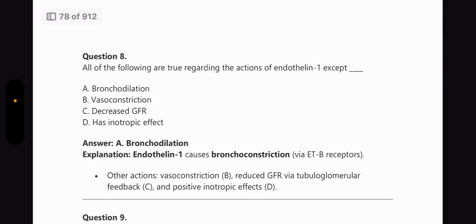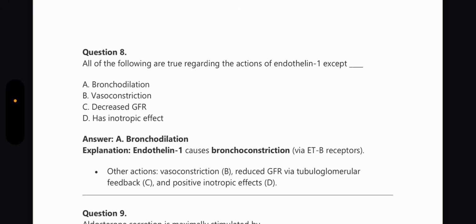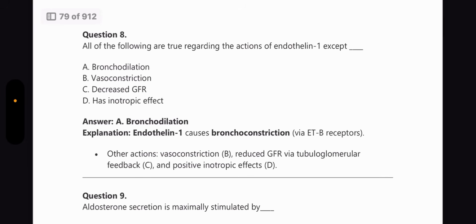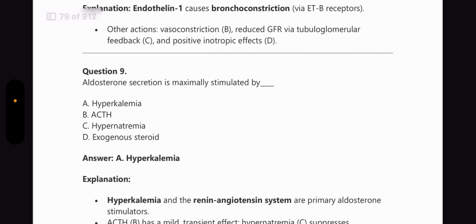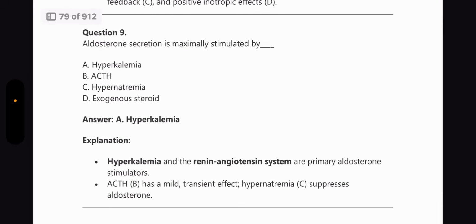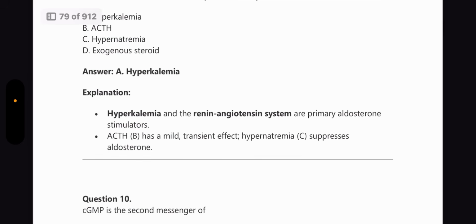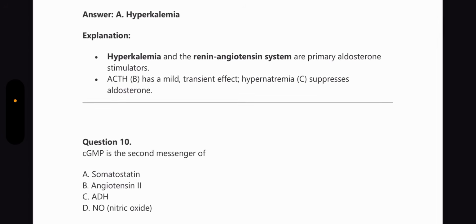All of the following are true regarding the actions of endothelin 1 except, answer, bronchodilation. Endothelin 1 causes bronchoconstriction via the ETB receptors. Aldosterone secretion is maximally stimulated by, answer, hyperkalemia. Hyperkalemia and the renin-angiotensin system are primary aldosterone stimulators.